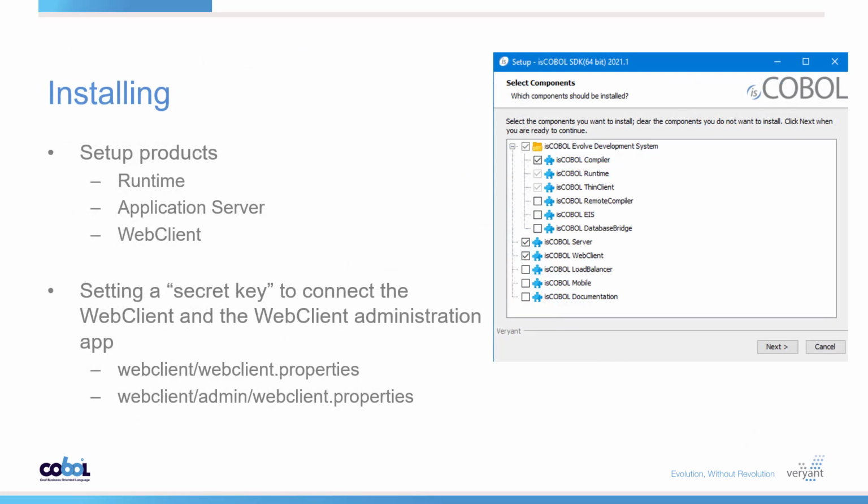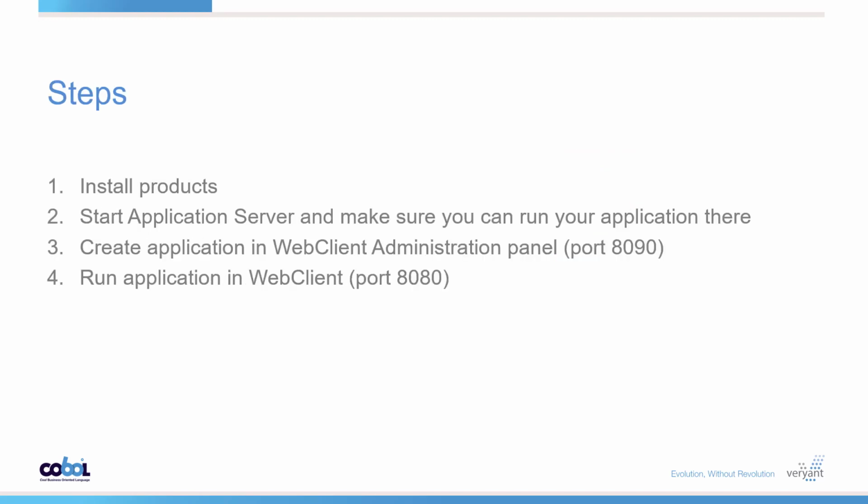Now, there are 3 isCOBOL products necessary to the WebClient: the runtime, the isCOBOL server, and the isCOBOL WebClient. You can install them on one server or spread them out over multiple servers. The WebClient and the WebClient Administrator services run separately, but are connected with a secret key that's saved in the WebClient properties file. The Windows installer will automatically create the secret key when you install the services during setup.